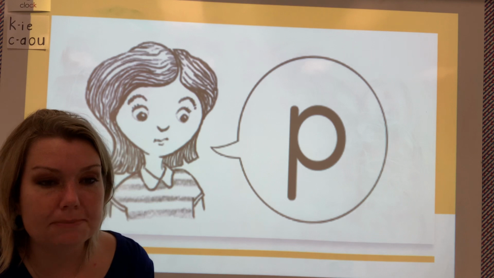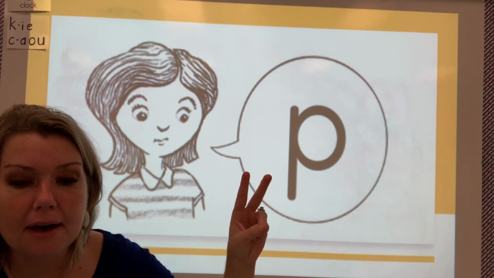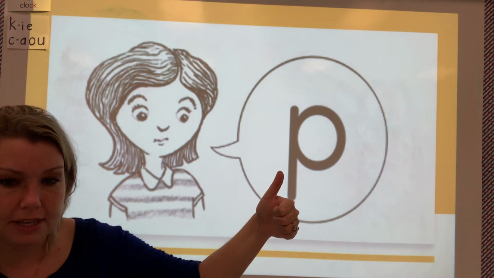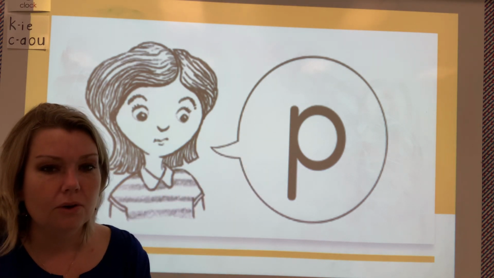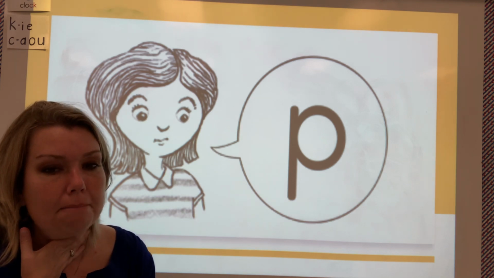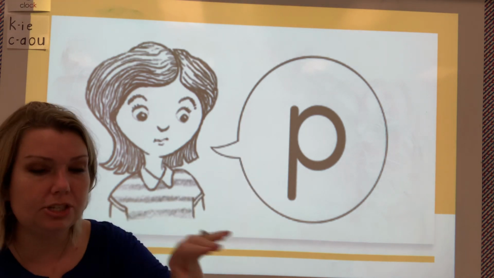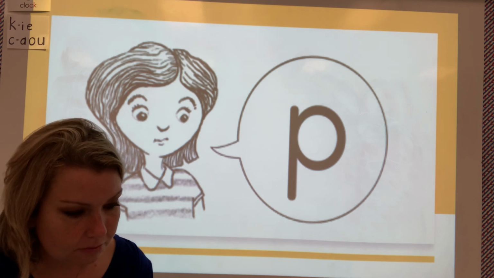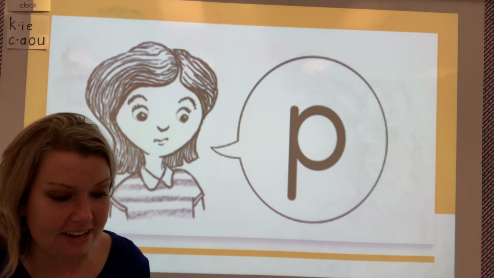Go ahead and let's make this sound 3 times. Do it with me. P, P, P. Do we use a voice or no voice? Oh, I like how Russell tested his theory by gently touching his throat. No voice. We're just pushing air out. Awesome, good job. We're gonna say several words that have the P sound at the beginning.